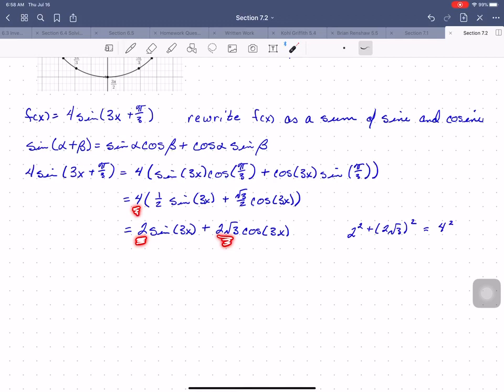And even more importantly, this 2 comes from this 4 multiplied by the cosine of my second angle. So the 2 is equal to the 4 times the cosine of pi over 3. And the 2 square root 3 is equal to the 4 times the sine of pi over 3.